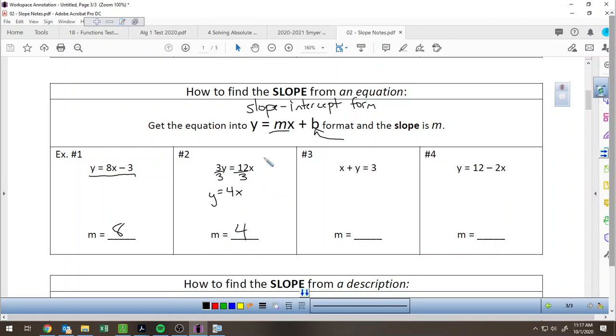This next one, again, I have to get the y by itself because that's what the equation is. So what do I have to move? I have to move my x. How do I move my x? It's being added, so how do I move it? Subtract x from both sides.